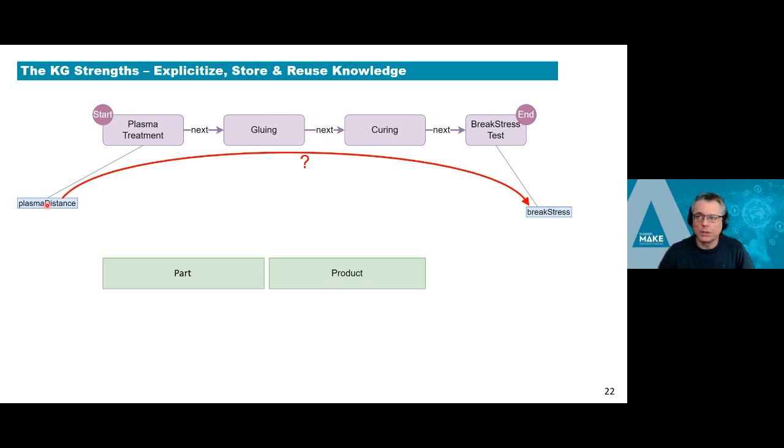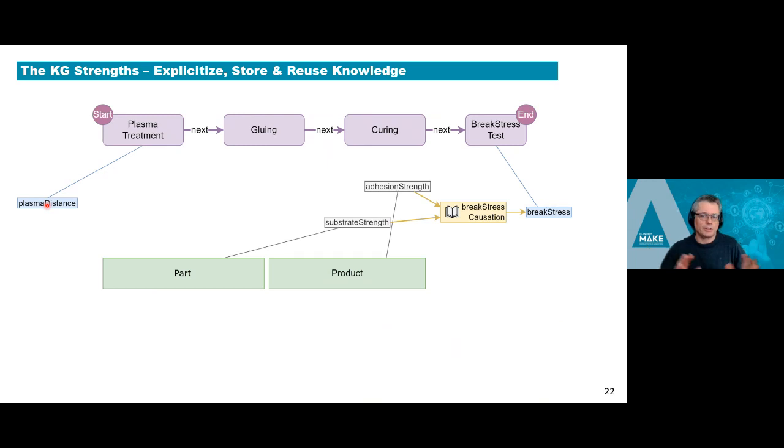But the knowledge graph could do better, and the knowledge graph could contain information. It doesn't invent information. Someone has put in information, in this case, for instance, that the break stress, from literature, that's why you see the booklet, and that literature describes that the break stress is related to the adhesion strength. If the glue doesn't adhere to the surface of the part, probably your break stress will not be enough. And it also relates to the substrate strength. If your substrate breaks, then probably your break stress is not good enough. In that case, your gluing was okay, but you are using the wrong substrate or the wrong parts.